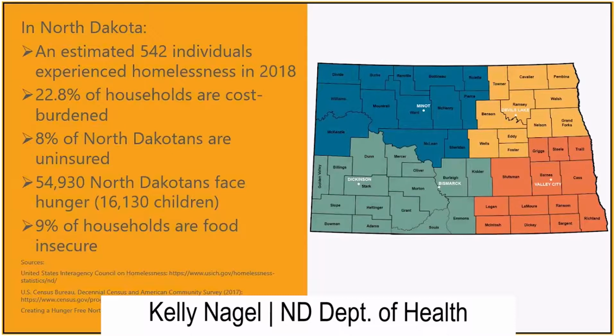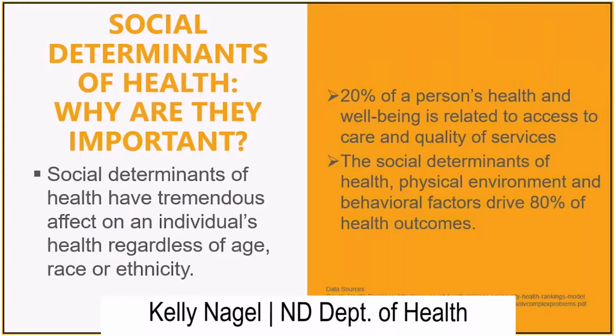This is just a point to keep in mind: a household is considered housing cost burdened when 30% or more of its monthly gross income is dedicated to housing. So individuals and families whose housing costs exceed that are less able to afford, and they struggle to pay for other basic needs.